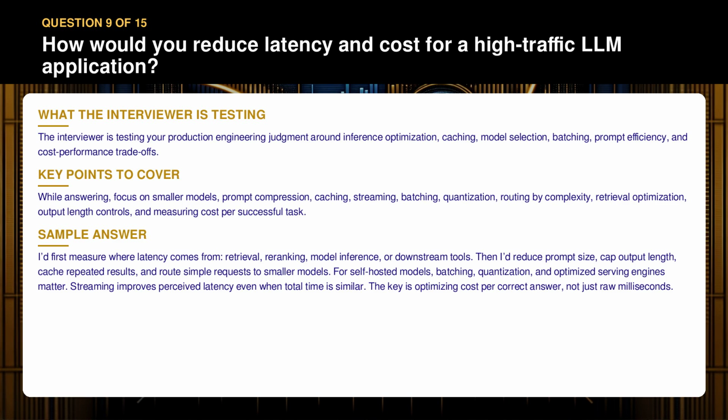I'd first measure where latency comes from: retrieval, re-ranking, model inference, or downstream tools. Then I'd reduce prompt size, cap output length, cache repeated results, and route simple requests to smaller models. For self-hosted models, batching, quantization, and optimized serving engines matter. Streaming improves perceived latency, even when total time is similar. The key is optimizing cost per correct answer, not just raw milliseconds.